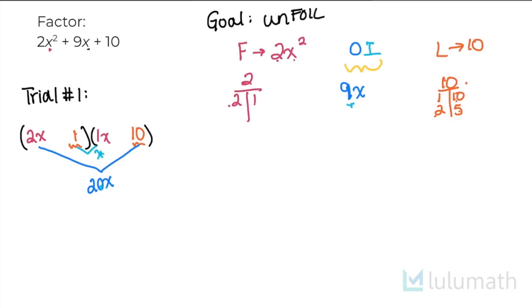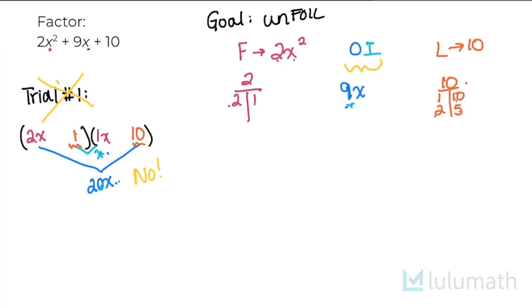Now, depending on the signs, this 1x and this 20x can either add together or subtract depending on whether the signs match. Regardless, if you add 1x and 20x together, you get 21x or negative 21x depending on the signs. And if you were to subtract, you would either get positive 19x because 20 minus 1 is 19, or you would get negative 19x because 1 minus 20 is negative 19. Any of those combinations will not give us this 9x we're looking for. So trial number 1 is not going to work.